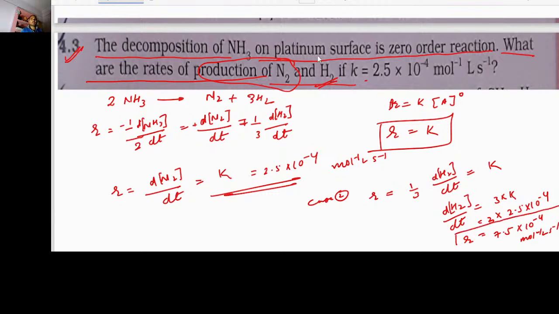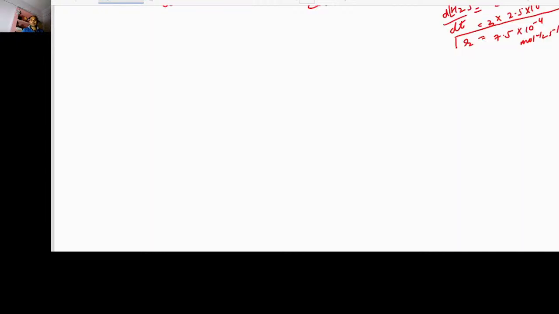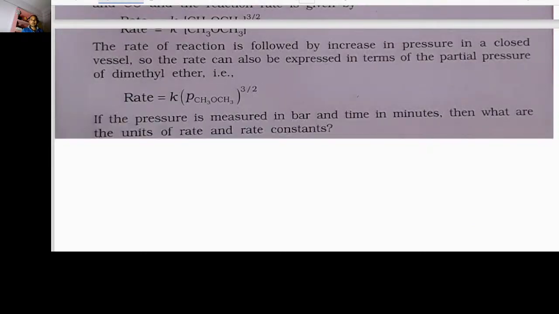So the decomposition on the platinum surface is a zero order reaction. In the case of a zero order reaction, the power becomes 0, so the rate is equal to K. That way you can calculate. Now go with question number 4, student. What is question number 4? Here.